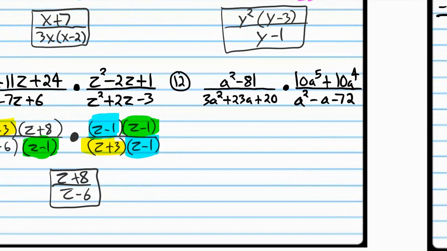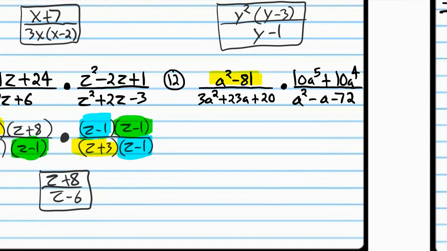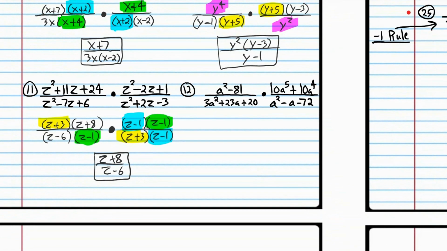All right, so for number 12, just be aware you have the difference of two squares here, and you also have a coefficient on this quadratic expression, so that's going to make things more difficult. But see if you can do number 12, and when you come back, we'll do it together.